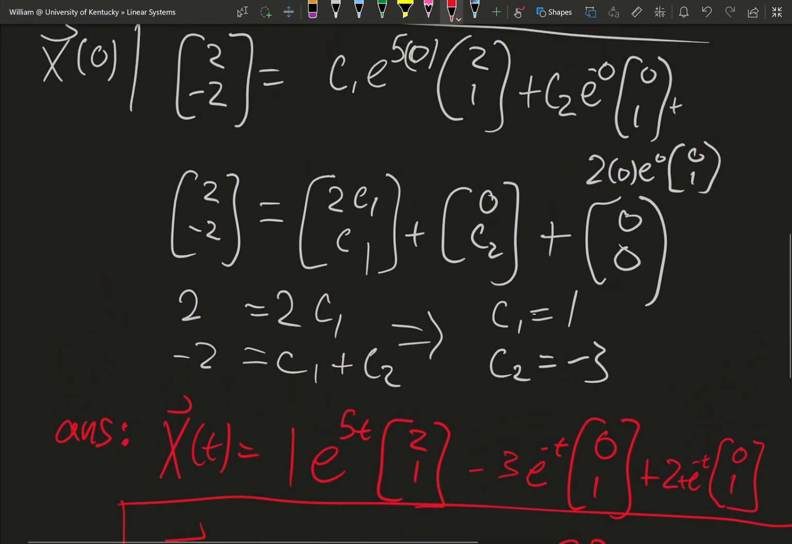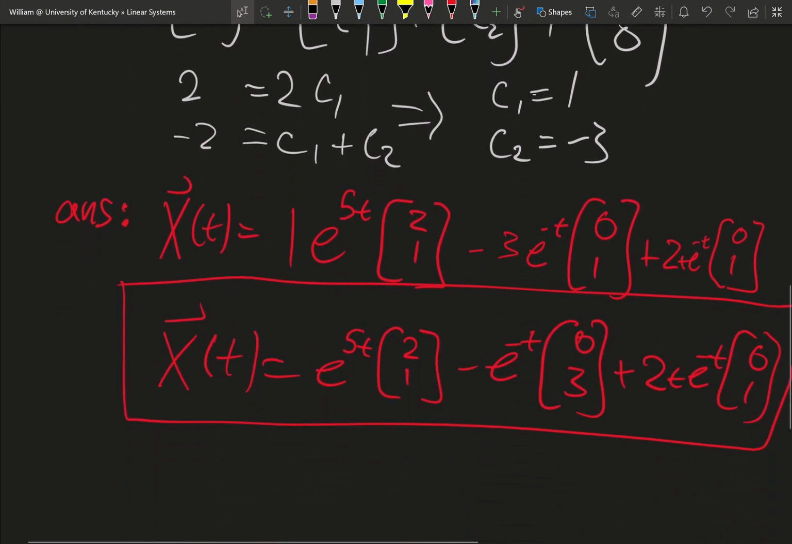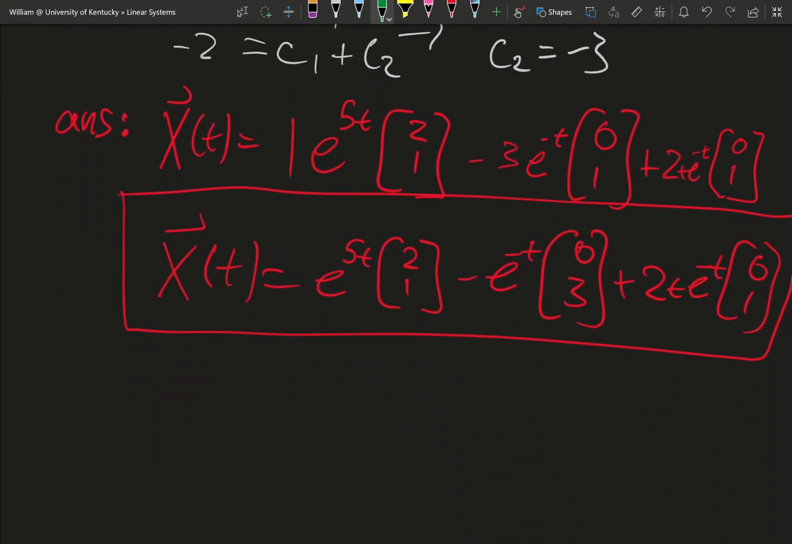Okay, so pretty straightforward. Once we have the general solution, it's not that much more difficult to find c1 and c2. It becomes algebra at that point. Right, I will do one more example before I end the video.